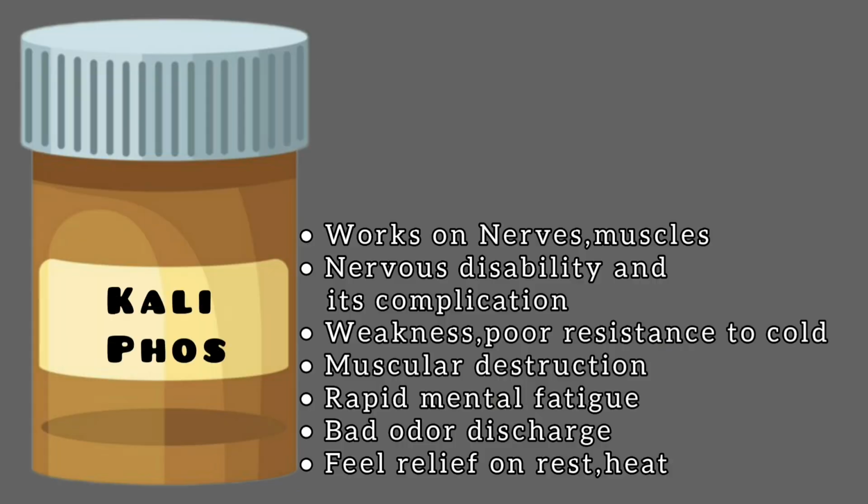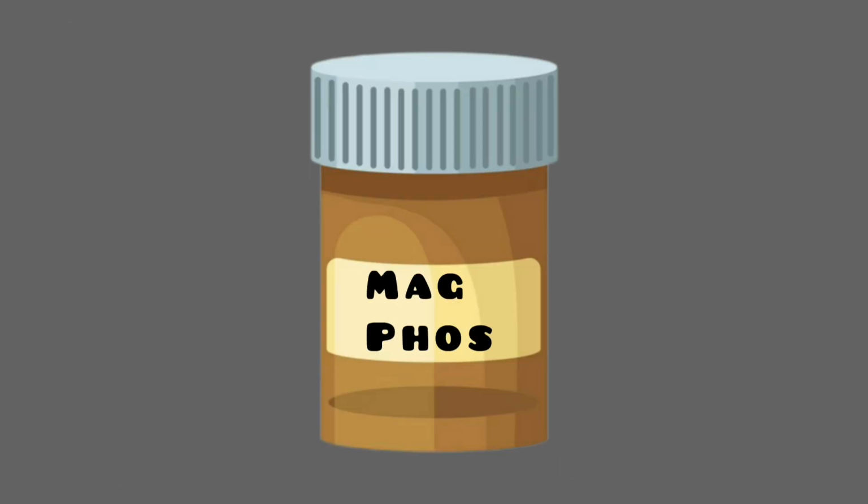Kali phos works on nerves and muscle. It includes nervous debility and its complications, weakness, poor resistance to cold, muscular destruction, rapid mental fatigue, and bad odor discharge. Feels relief on rest and heat.